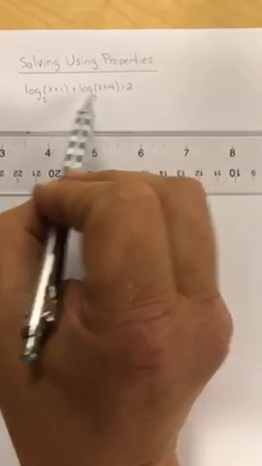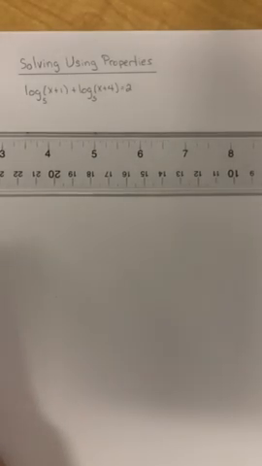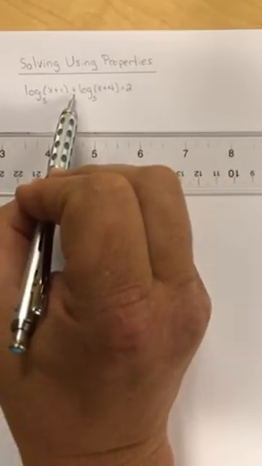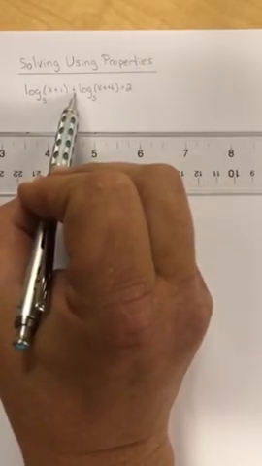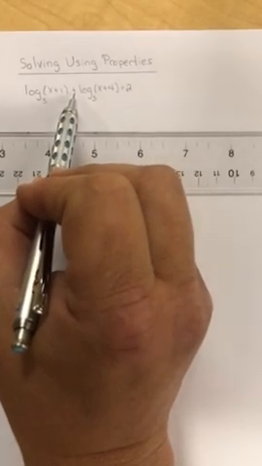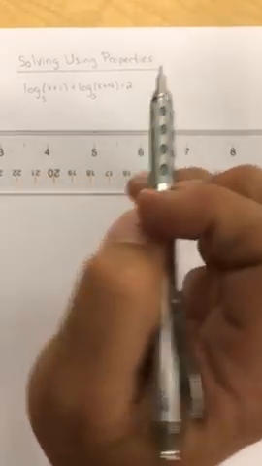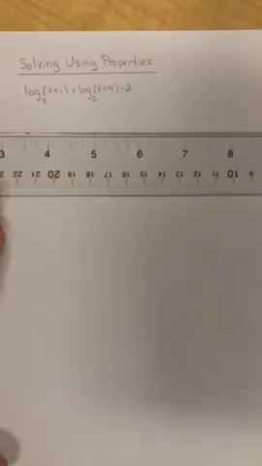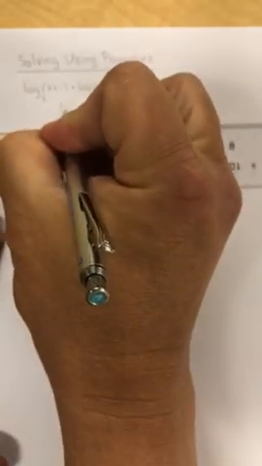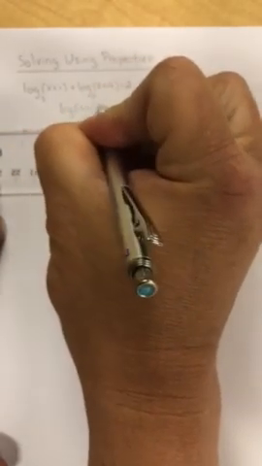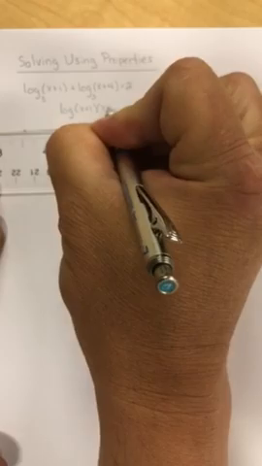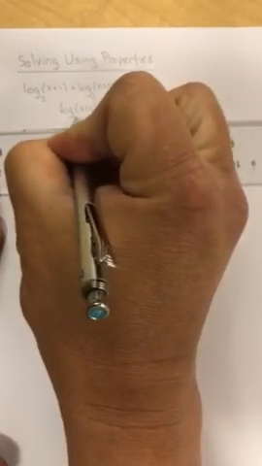Right now we almost have that, but we have a sum of logs equal to a number. So what we can do is combine these two into a single log using what's called the product property. If it were a minus sign, then we'd combine it using the quotient property. But since it's a plus sign, we combine these two together as a single log using the product property. So it's going to be the log of x plus 1 times x plus 4, base 5, equal to 2.